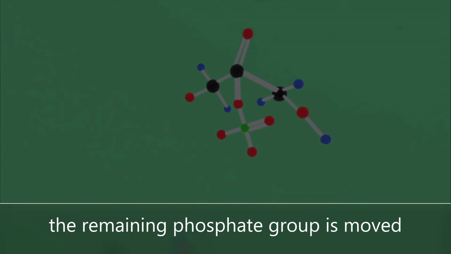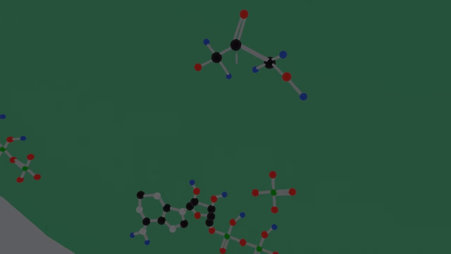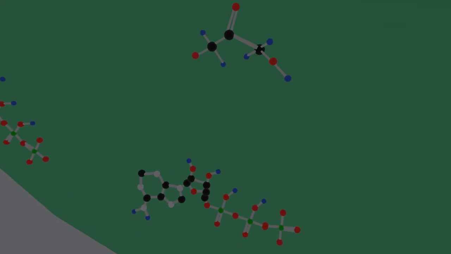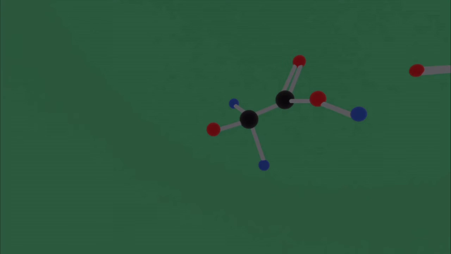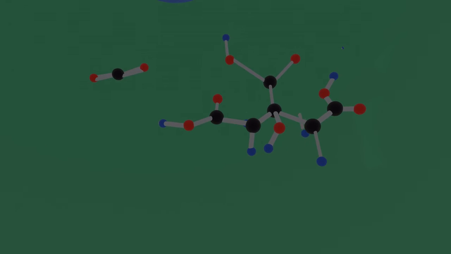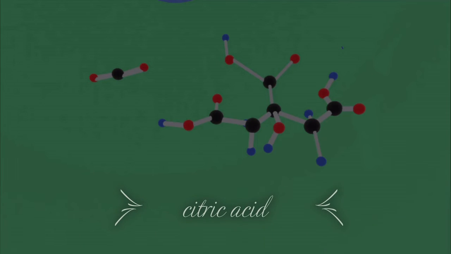The remaining phosphate group is moved and then is bonded to an ATP molecule. The remaining 3-carbon chain is changed to a 2-carbon chain, and then bonds with oxaloacetic acid to form citric acid.